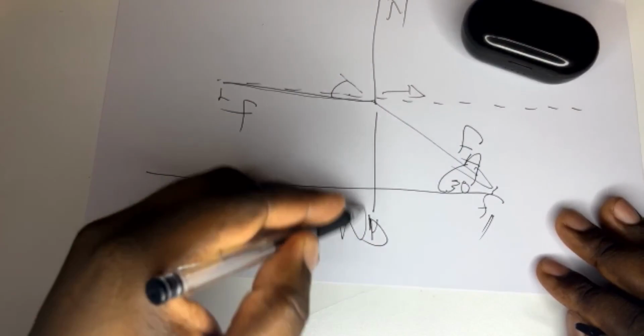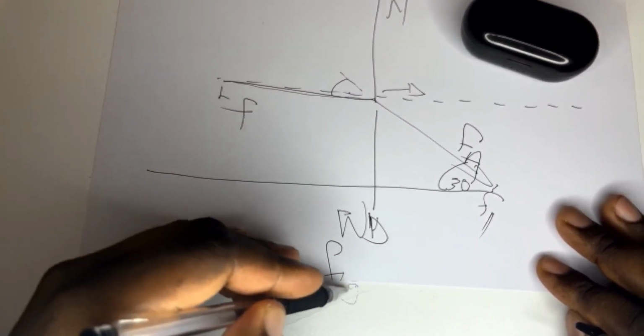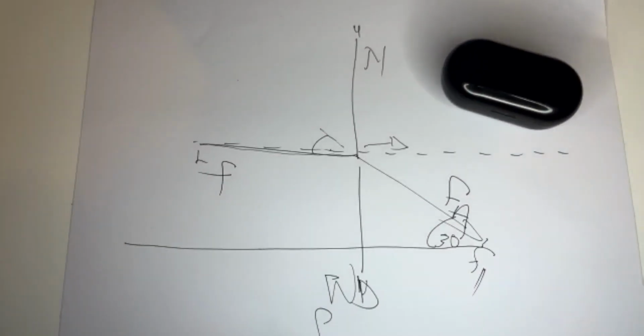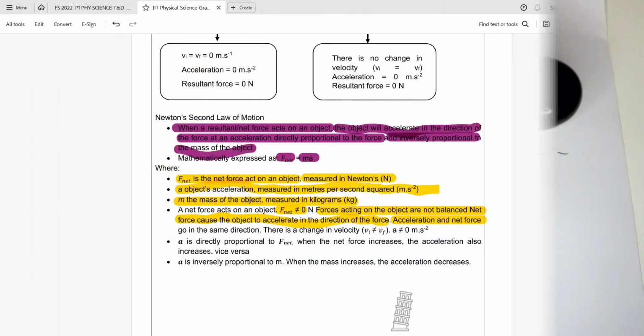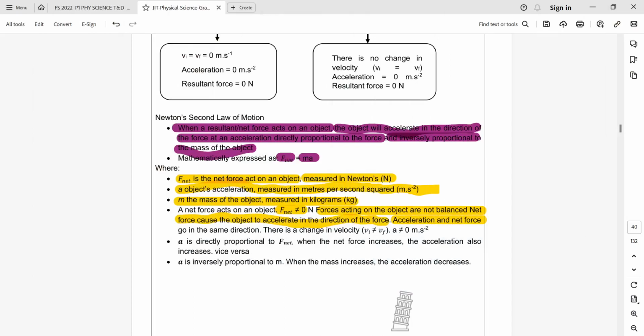So this is going to be our weight or our FG. So nothing is changing in most cases. So we'll go into this one. I was just trying to demonstrate how the object will look. Okay, let's come back to this one.